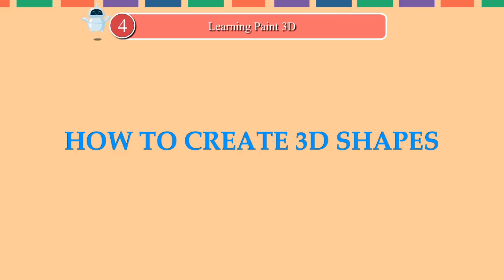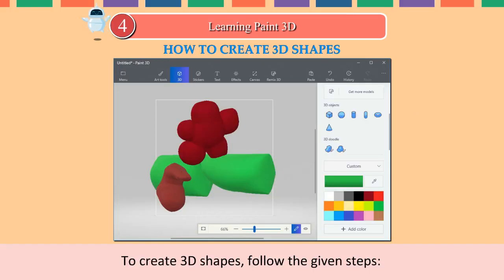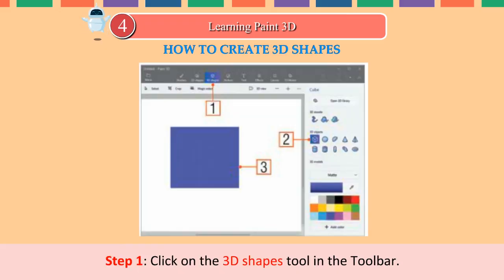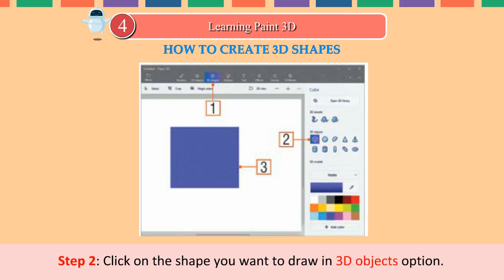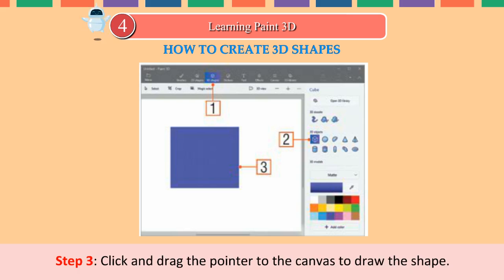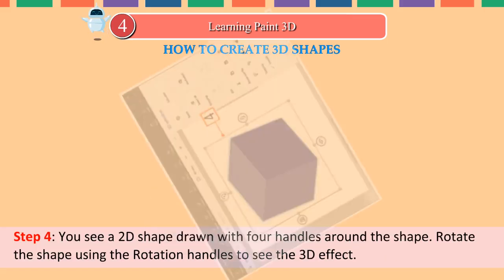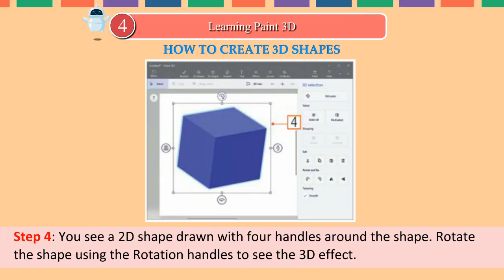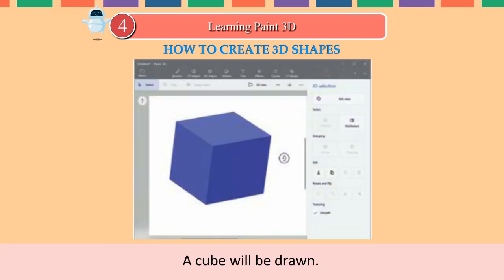How to create 3D shapes. To create 3D shapes, follow the given steps. Step 1. Click on the 3D Shapes tool in the toolbar. Step 2. Click on the shape you want to draw in 3D Objects option. Step 3. Click and drag the pointer to the canvas to draw the shape. Step 4. You see a 2D shape drawn with 4 handles around the shape. Rotate the shape using the rotation handles to see the 3D effect. A cube will be drawn.